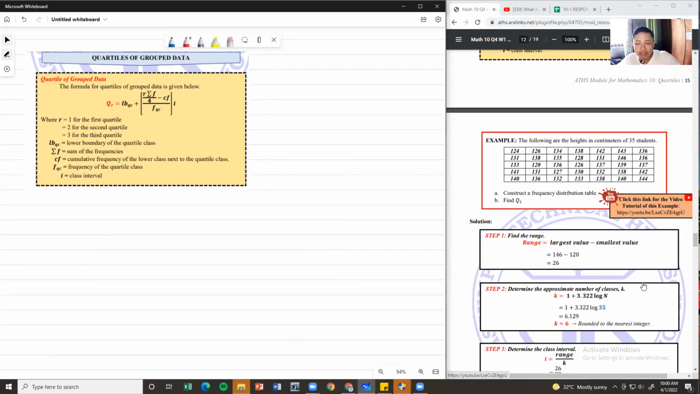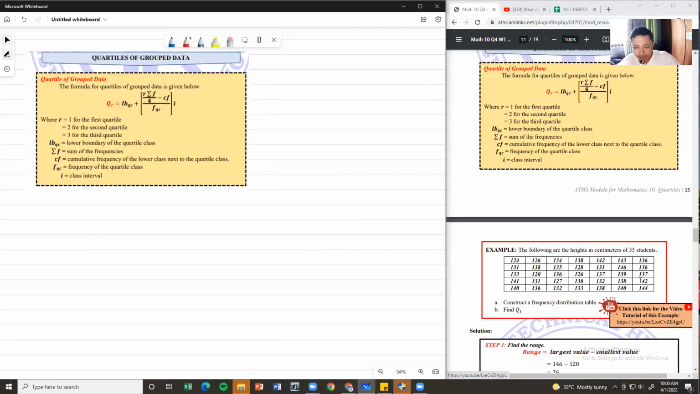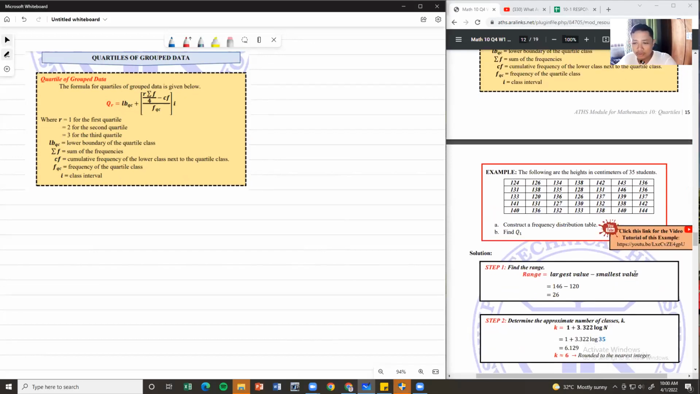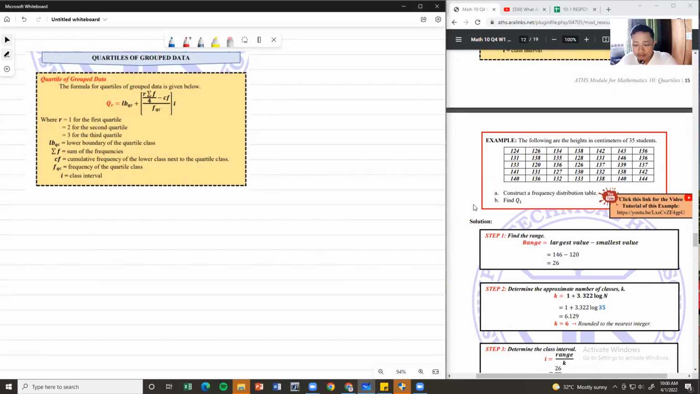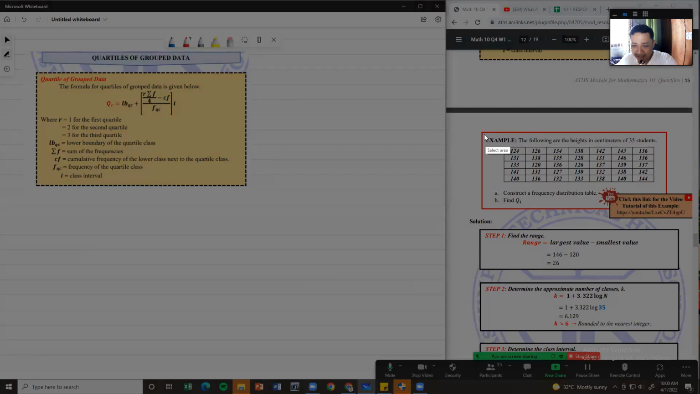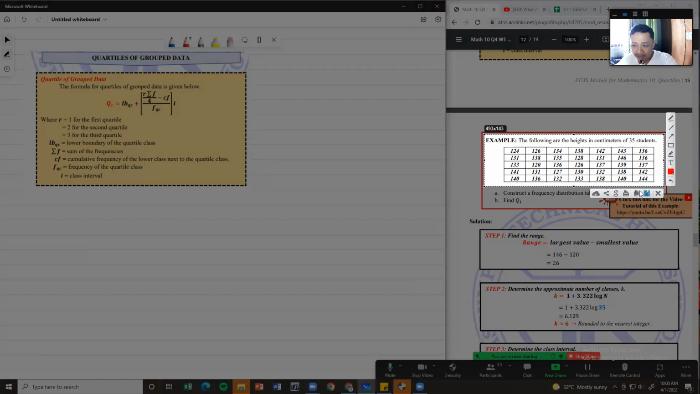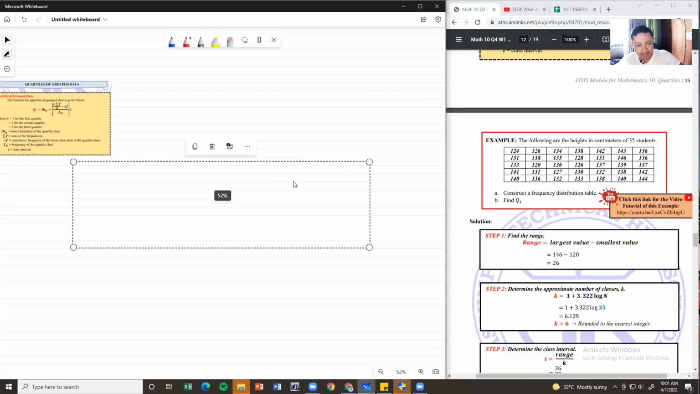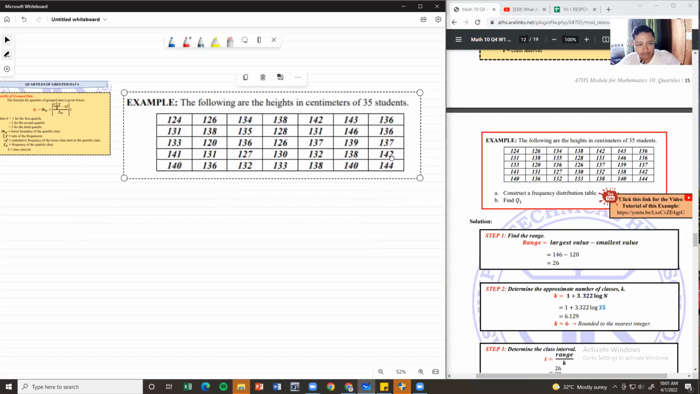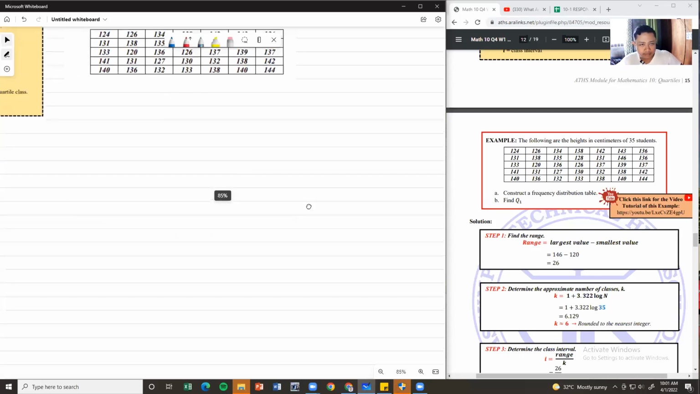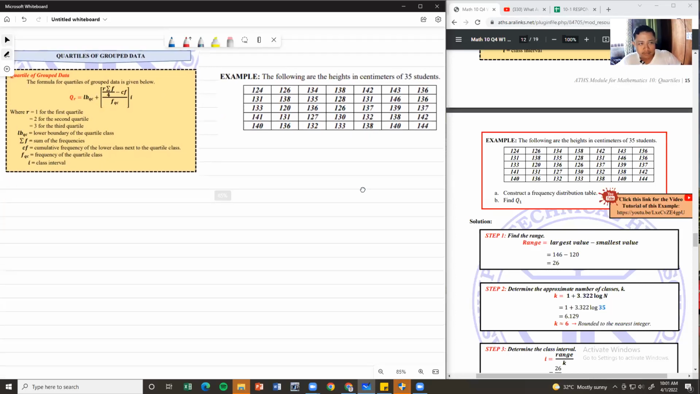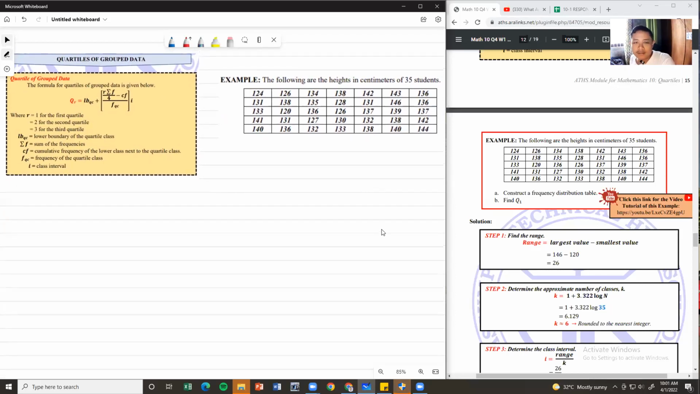Okay, so let's take a look at this example. For our example, it says here the following are the heights in centimeters of 35 students. So this is what we will use. So there are 35 students now.